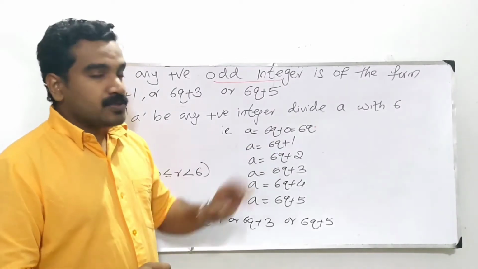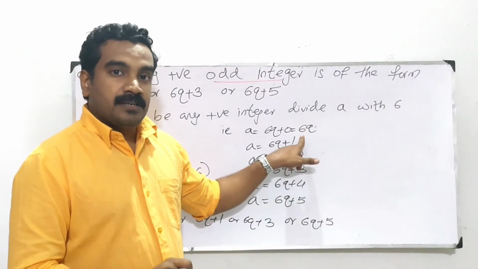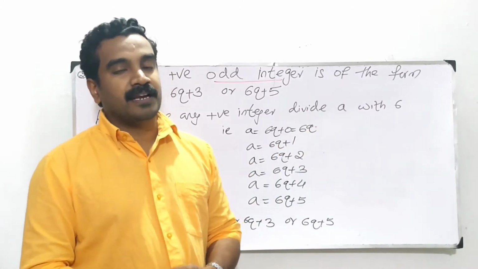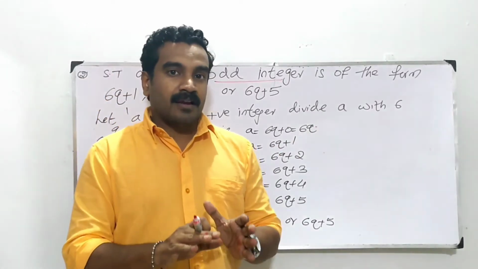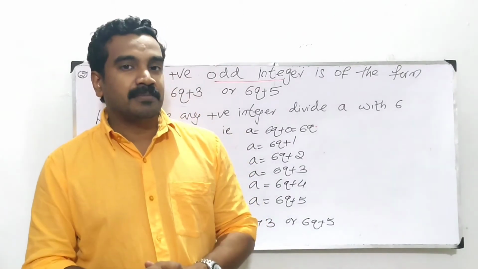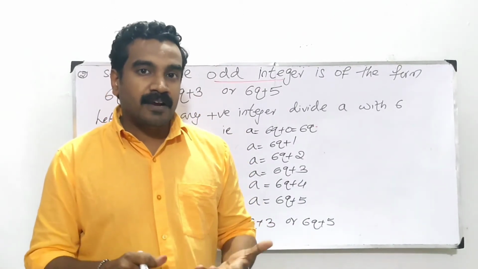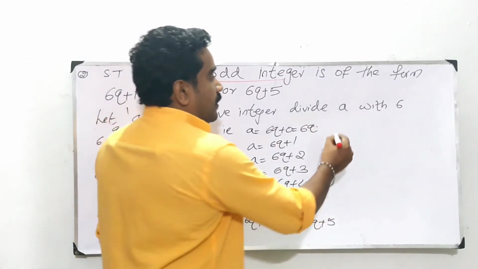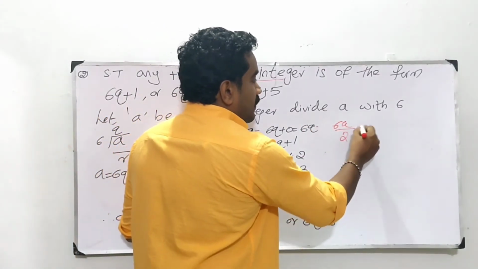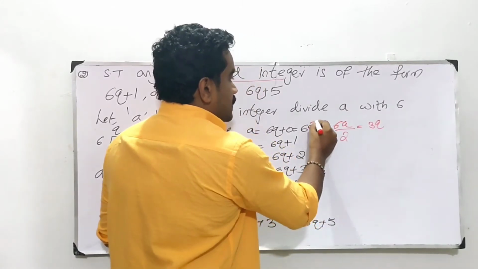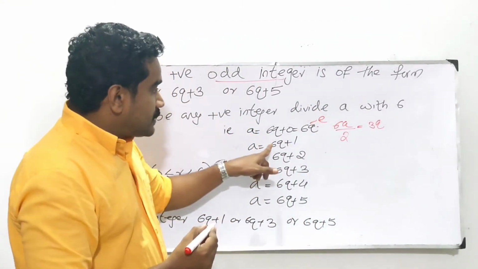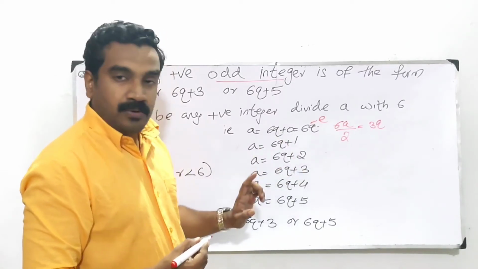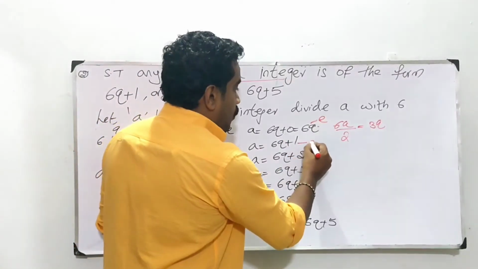Look here, A equal to 6q. Is it an even number or an odd number? What is the difference between an even number and an odd number? The numbers we can completely divide by 2, that type of numbers are known as even numbers. If you can't divide by 2, that type of numbers are known as odd numbers. Here 6q, we can divide 6q by 2. What is 6q divided by 2? 3q. So it is even. Look at the next one. 6q plus 1. 6q by 2 is possible, but 1 by 2 is not possible, so it is odd.